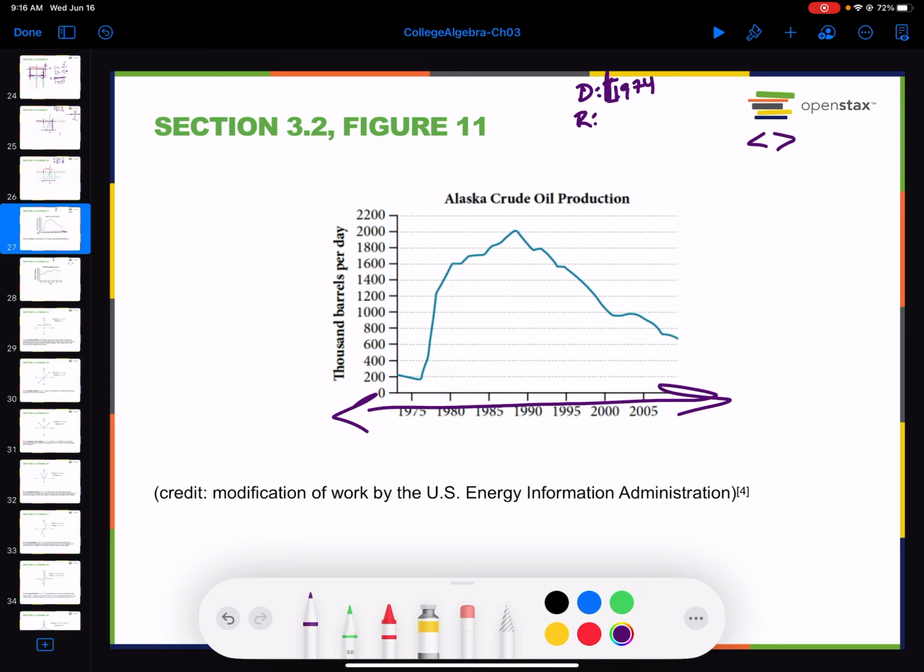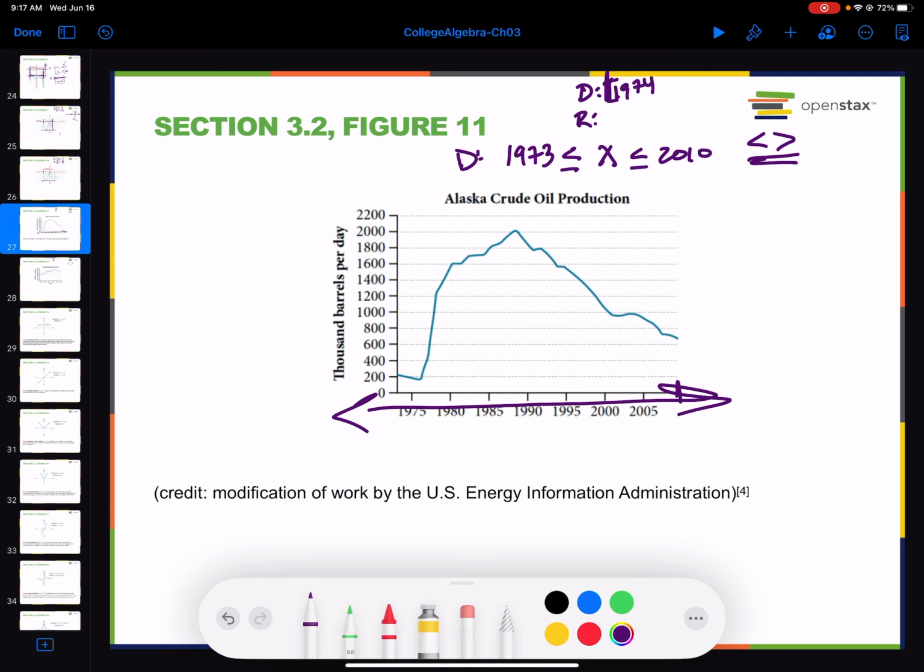Oh, and this one we're just doing an inequality. Sorry, we're doing this one. We're doing our inequality notation. So our domain is ranging from x values greater than or equal to 73, and then less than or equal to, let's say, about 2010.